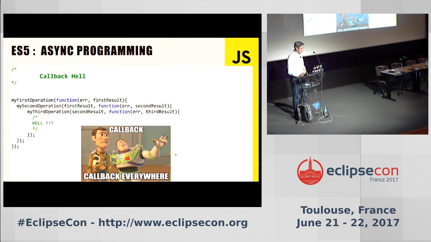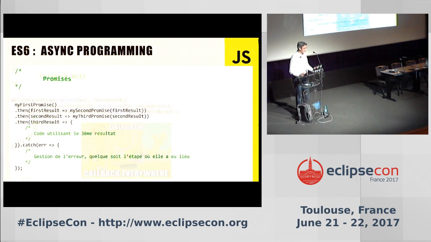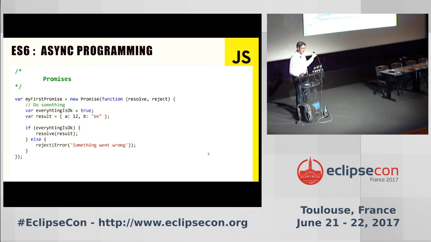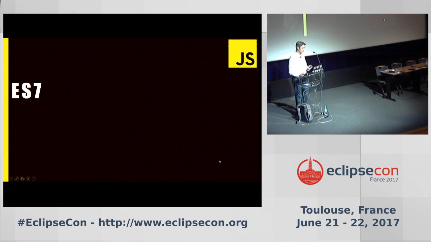Okay, async programming, come on. Callback hell, everyone knows that when you work with JavaScript. With ES6, we have the promises. The promises, you will be able to write something really simple to understand and not have this async callback hell. Here is how you have to write promises in JavaScript with a function, with a resolve and a reject method to call at the end. Okay. This is ES6, the most implemented feature you want.